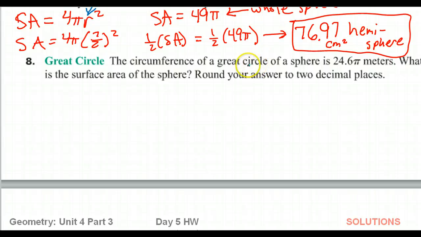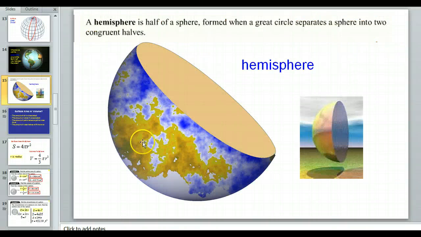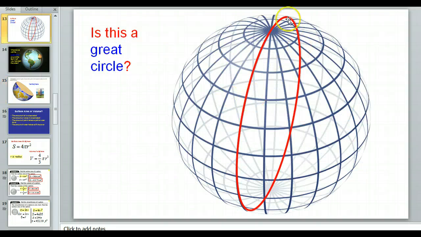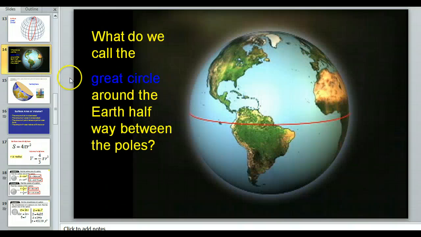The circumference of a great circle of a sphere is this. What is the surface area of a sphere? Okay, well, just remember what a great circle is. This is an example of a great circle. It's the biggest circle that you can make around a sphere, as opposed to these smaller rings that I could make, like latitude on the globe. Those are not great circles. There's only one latitude line that would be a great circle, and that would be the equator.